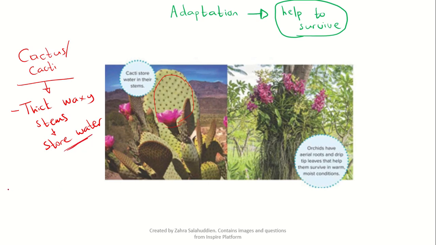The second thing they have that is spoken about in the book, they have dense, shallow roots.